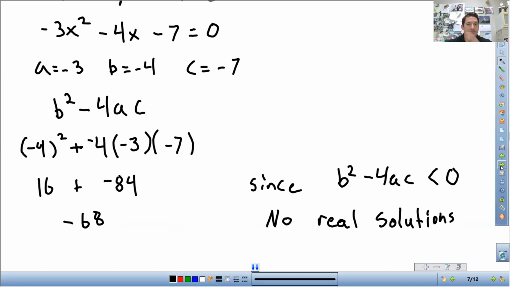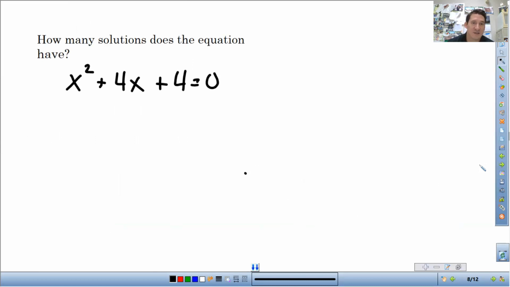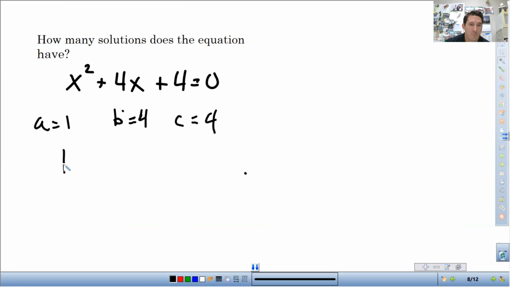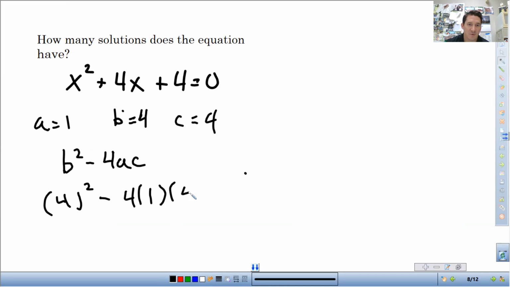One more discriminant. How many solutions does this equation have? Check it is in the correct order. I'm going to identify my A is 1, B is 4, C is 4. Put it into b squared minus 4ac. B is 4 squared minus 4 times 1 times 4. 4 squared is 16, minus 4 times 1 is 4, times 4 is 16.